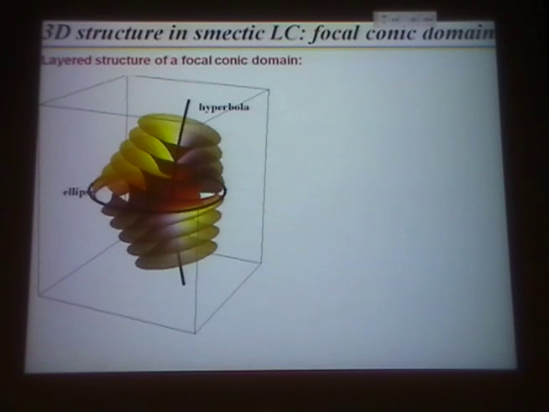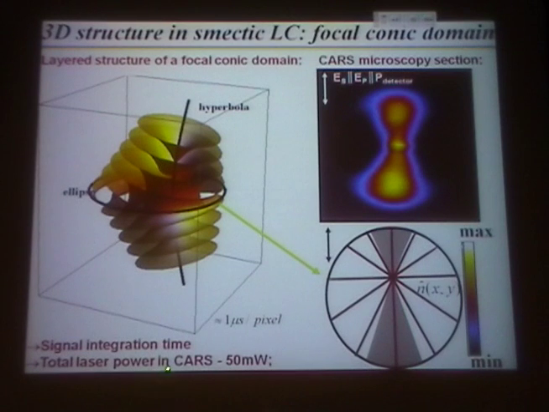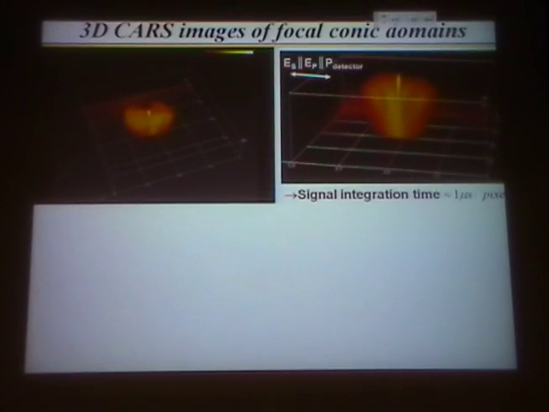So with using those techniques, we can visualize different three-dimensional director structures. Here is one example of a focal conic domain that was imaged using coherent anti-Stokes Raman scattering microscopy. The image depicts only one plane corresponding to the plane of the ellipse, and by stacking together many such images into a three-dimensional image, we can then visualize such a three-dimensional director structure.